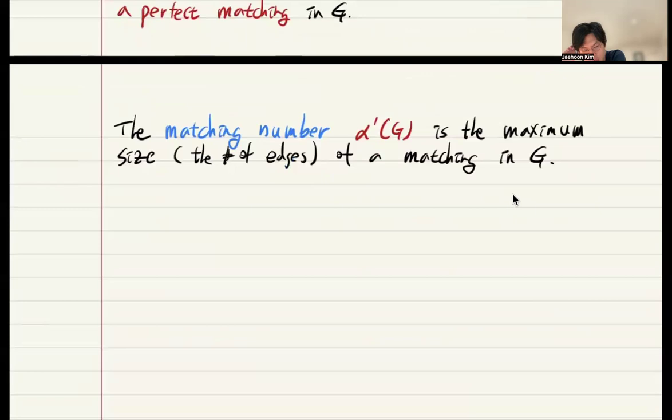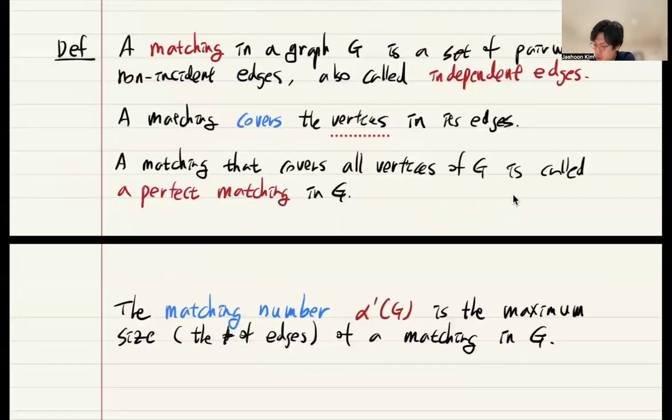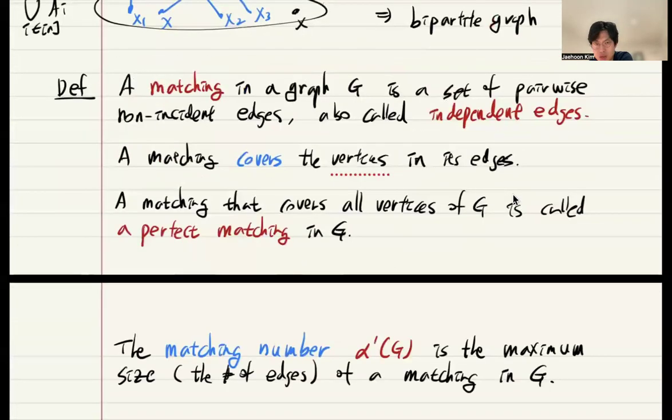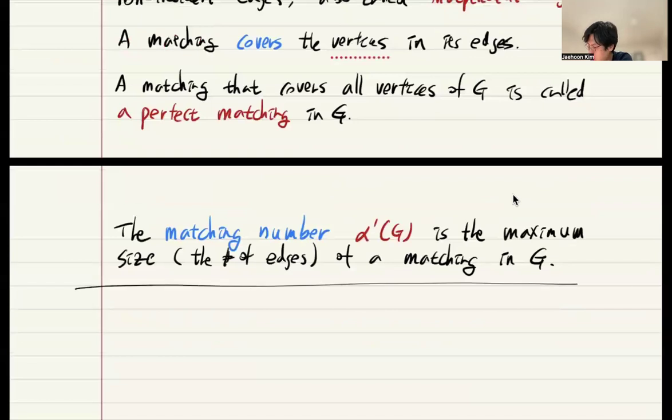So we give this definition. Okay, so now our goal is to study about this matching. When can we find the perfect matching? And if we cannot find the perfect matching, then can we find the large matching? What's the size of the largest matching? Can we find the alpha prime of G?